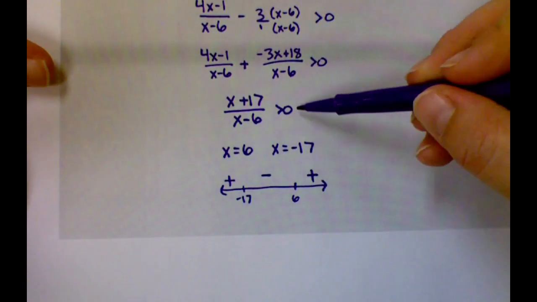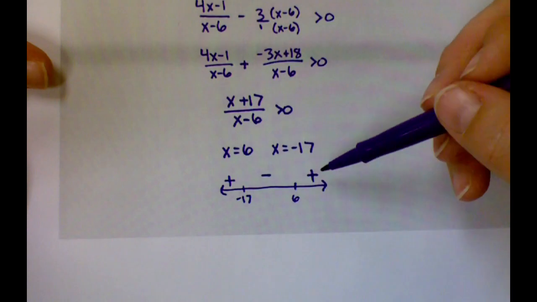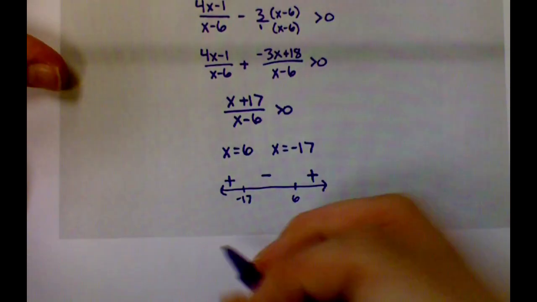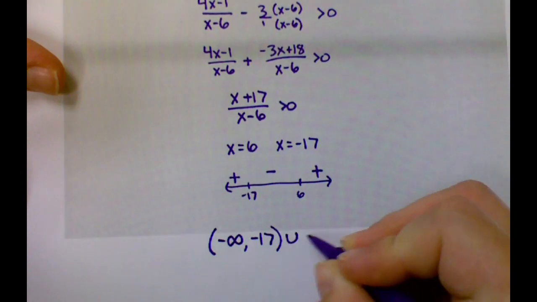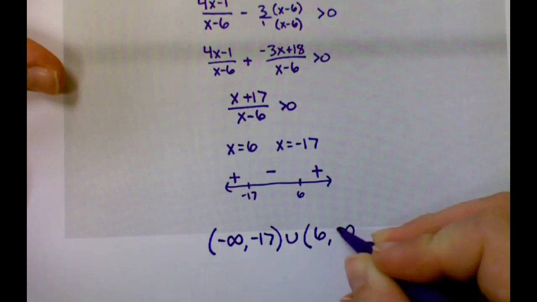Now I want strictly greater than 0, which means I'm looking for my positives and I don't include the endpoints. So I get negative infinity to negative 17 with a parenthesis, or 6 with a parenthesis to infinity.